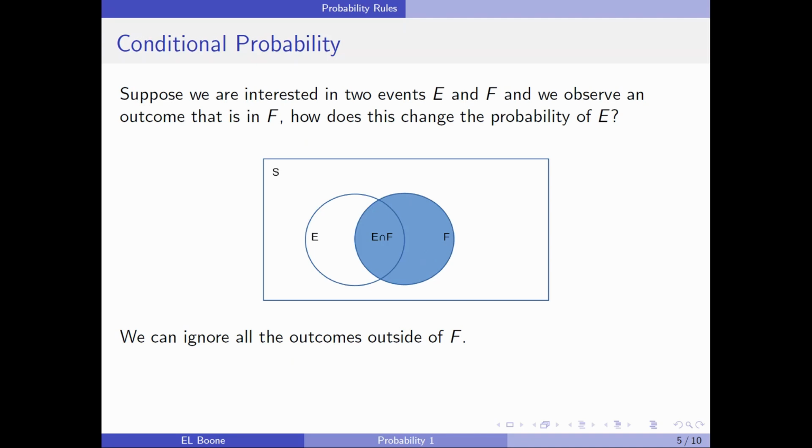So what we need to do is rescale our question to only reflect outcomes that are inside of F, and we can do that using this formula. This is the probability of E, and this bar here means given F, so it's conditional on F. That's the probability of the intersection divided by the probability of F. So you can see how, instead of the probability of S down here, which would be everything, we're scaling it to just have the probability of F.